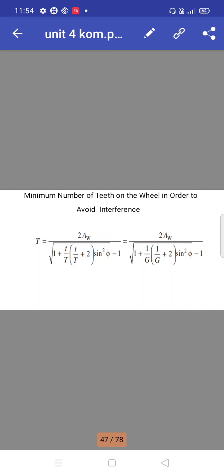Minimum number of teeth on the wheel in order to avoid interference: T is equal to 2aw root of 1 plus t by T into t by T plus 2 into sine square phi, minus 1. We can also write this as 2aw by root of 1 plus 1 by G into 1 by G plus 2 sine square phi, minus 1.